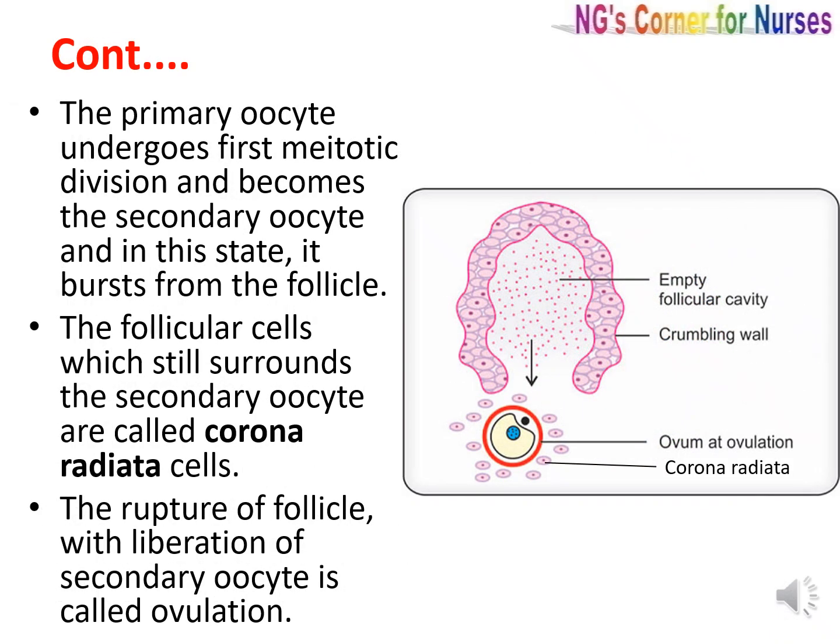So the primary oocyte undergoes the first meiotic division and becomes the secondary oocyte, and in this state it bursts from the follicle. And the follicular cells which still surround the secondary oocyte are called corona radiata cells, and the rupture of follicle with liberation of secondary oocyte, this process is called ovulation. And there are many follicles that do not develop fully but degenerate, and these follicles are called atretic follicles. These follicles secrete estrogens.